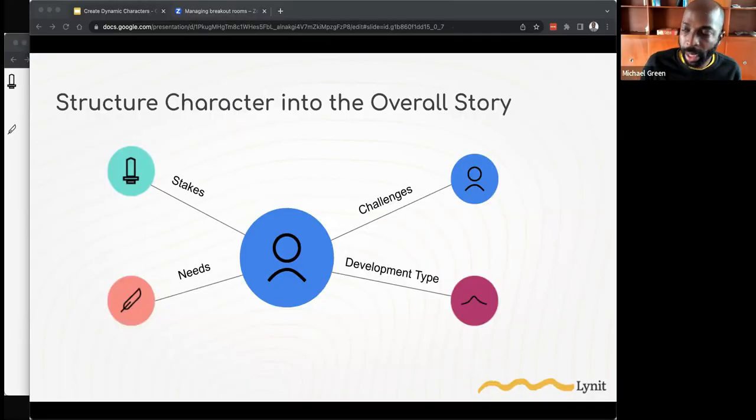Now we can take the structural components of this character's arc and actually structure it into a story. So for example, where do the needs of the character come from? From your whole story structure. Is there a particular theme that you want to capture? That is not just this character's development, but is a part of a larger conversation.